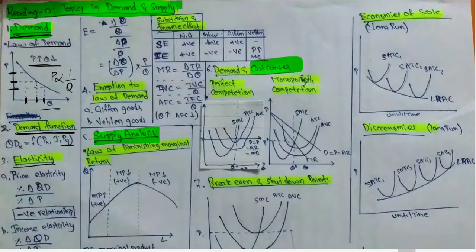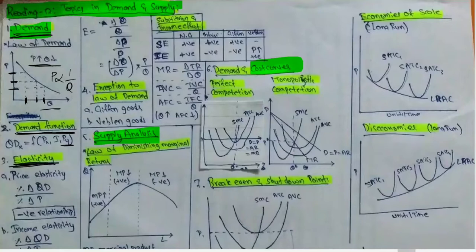Let's take an example. Colgate and Pepsodent are toothpastes. When the price of Pepsodent increases, people start buying more of Colgate, so the demand for Colgate will increase. And the next topic is elasticity.